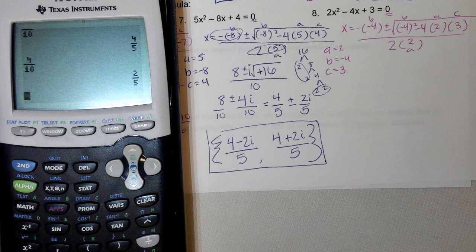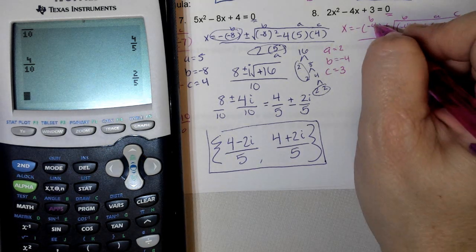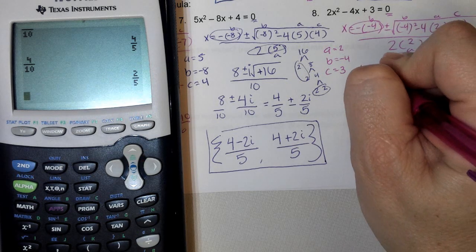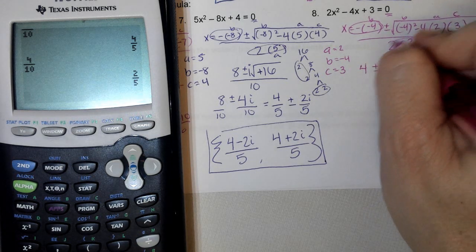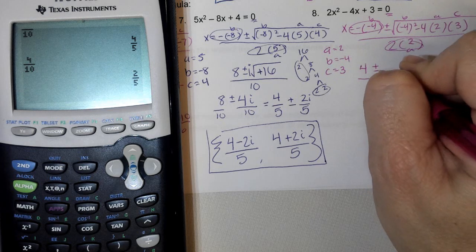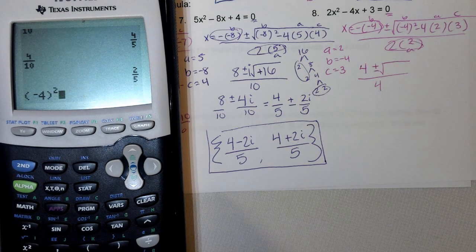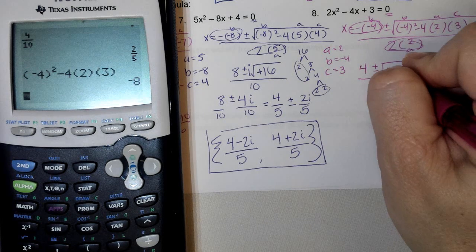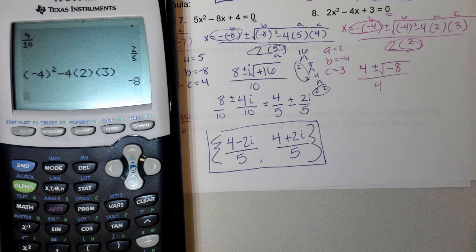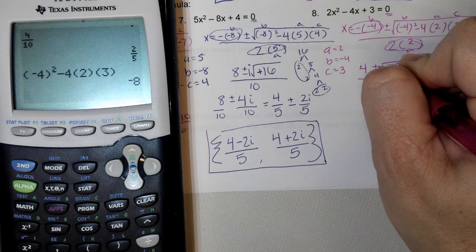And again, we break apart the 3 pieces. So 2 negatives makes a positive. 2 times 2 is 4. And then just what's under the house. So negative 4 squared minus 4 times 2 times 3. And that gives me negative 8. So first off, I have a negative. I have to get rid of that, and I'm going to put an i.